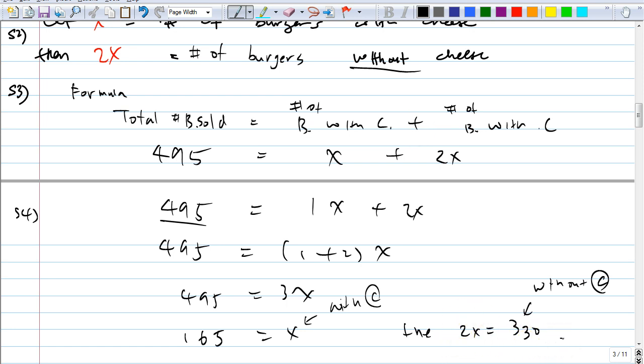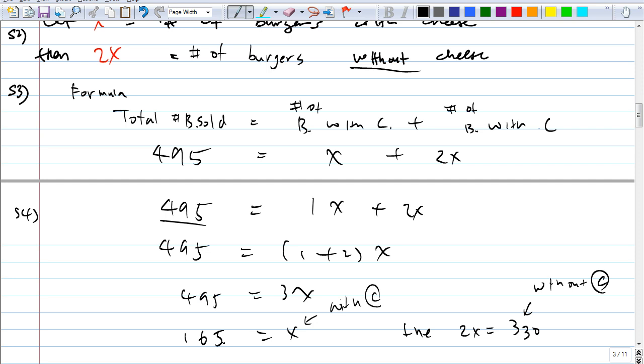Or if you subtract 165. You could also subtract, because there are only two things you're adding. 495 minus 165 should also give you 330. Very good. You could do it that way. Very good. So, are we done? Is this how we finish?